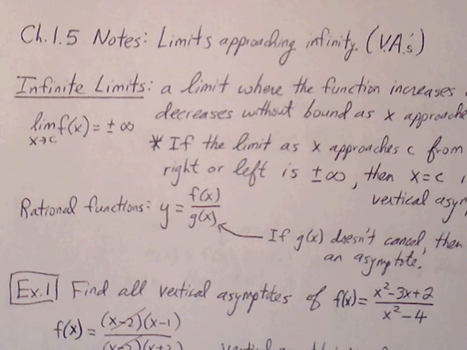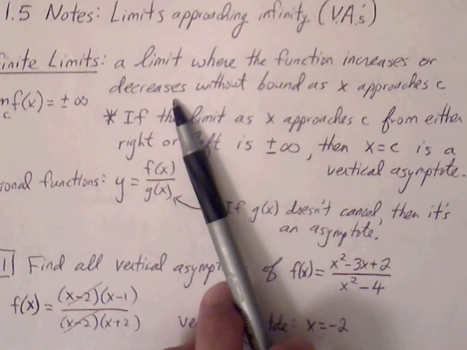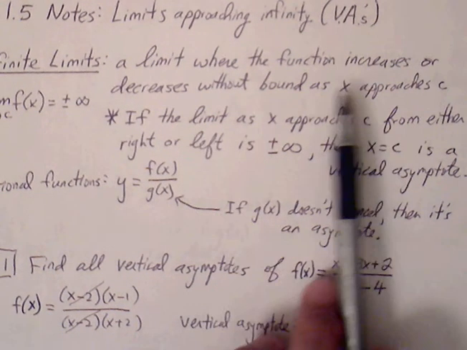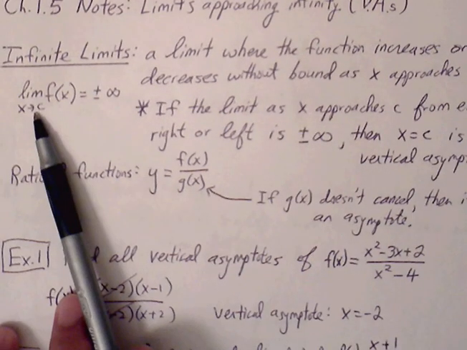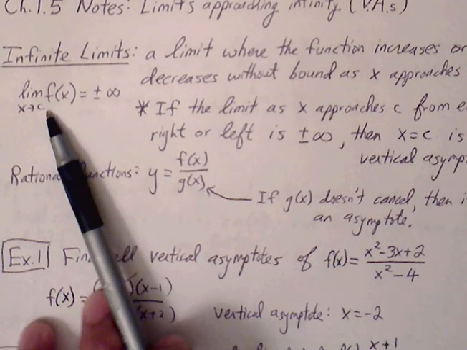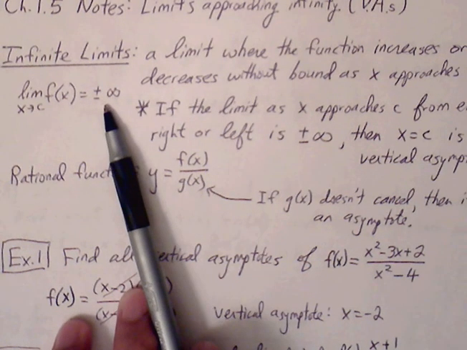This is chapter 1.5 notes, limits approaching infinity. Infinite limits are simply limits where a function increases or decreases without bound as x approaches c. So the limit as x approaches c of f of x equals plus or minus infinity. Positive infinity constitutes an infinite limit.